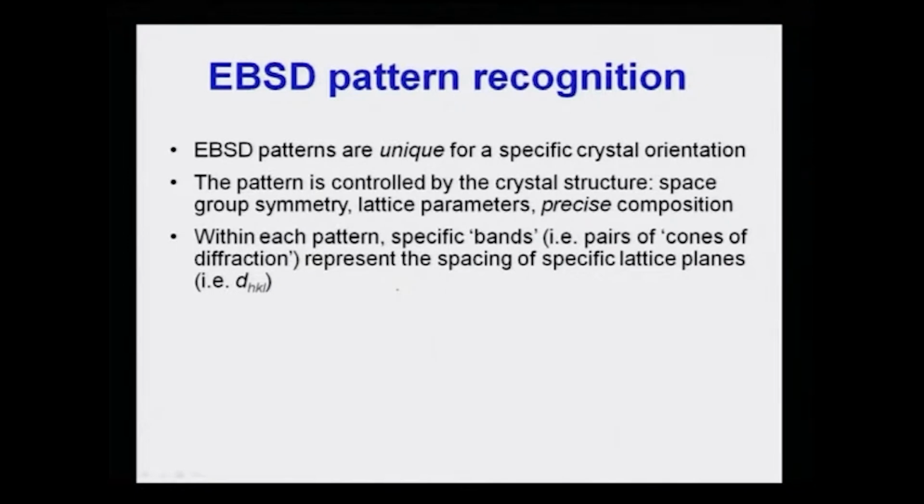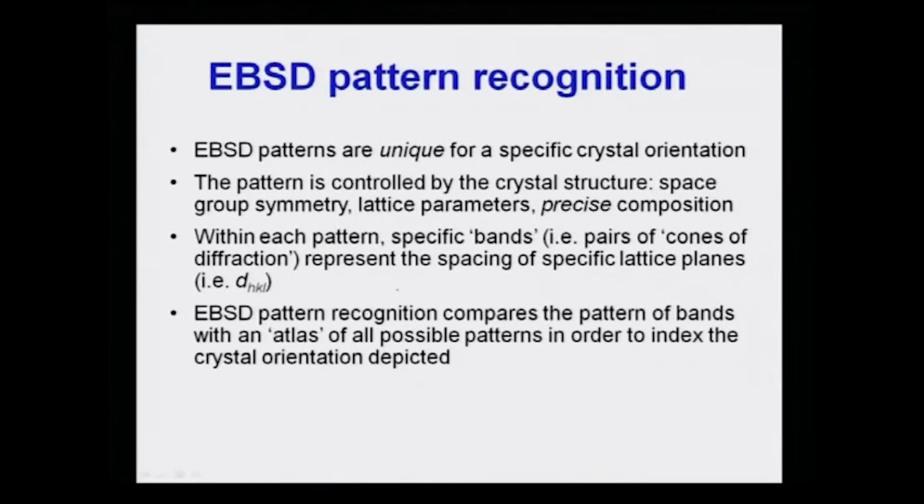Within each pattern, the specific bands, or this pair of cones of diffraction, represent the spacing of specific lattice planes, as we have already told you when we were discussing Bragg's law. Then EBSD pattern recognition compares these patterns of the bands with an atlas, which has been prepared over so many years of experimentation, to index the crystal orientation. So, this is again just like X-ray diffraction pattern analysis. We have the X-ray diffraction taken from a sample, and then we compare with the atlas which is available in the literature. If there is a new crystal, then we cannot index.